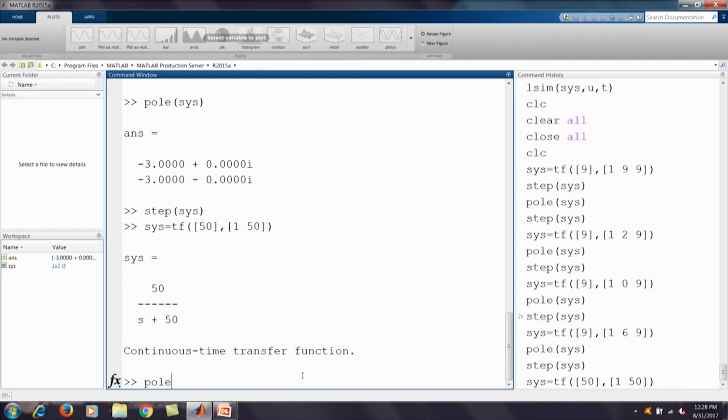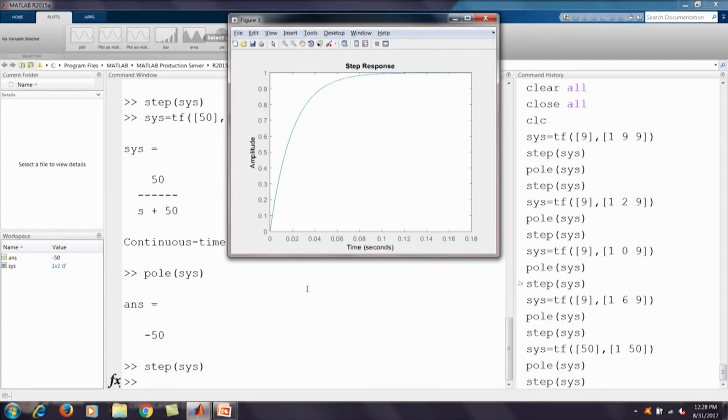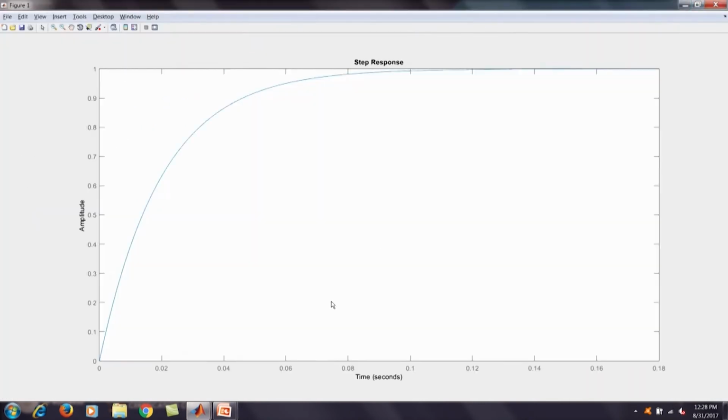Now we define the pole. So pole is equal to minus 50. Now we get the step response. So we can see that this is a first order response here, and this response is leading to the unit step input.